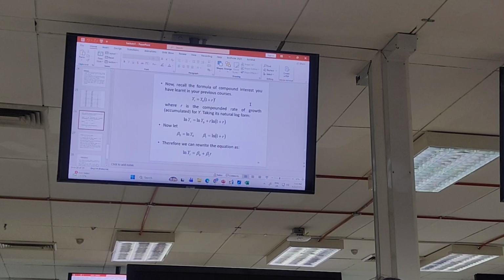So now we recall the formula of compound interest. If you learned it before, I think at grade level, it is quite likely that you did. This is what we call the compound interest formula.